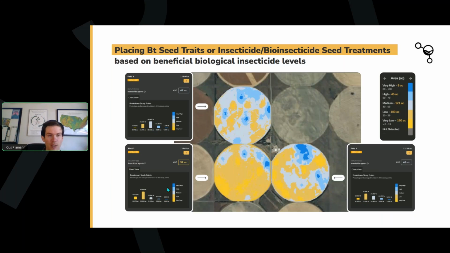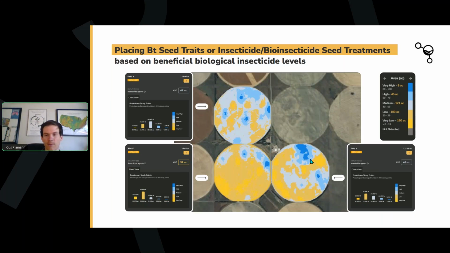Field 2 is quite a bit lower. If we look at the histogram, most of the acreage falls in the low range and the very low range. You can see that represented by how much yellow there is, and the average score is 31, so quite a bit lower. And then field 1 on the bottom right here is right about in the middle. There's quite a bit of yellow, also some hot spots.